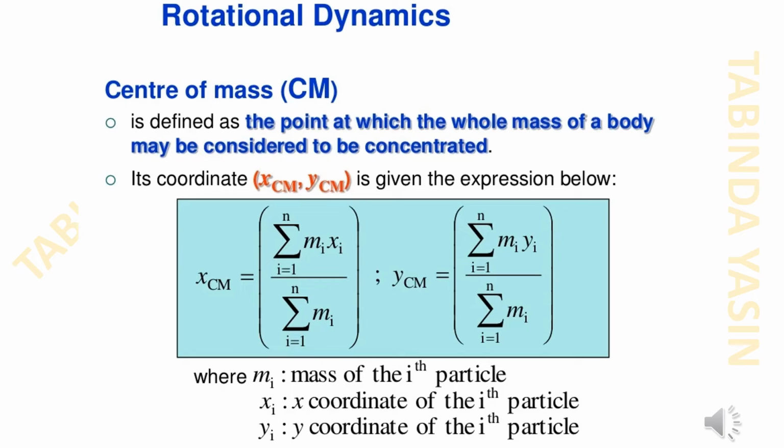Xcm is equal to the summation from i equals 1 to n of mi xi over the summation from i equals 1 to n of mi, and ycm is equal to the summation from i equals 1 to n of mi yi over the summation from i equals 1 to n of mi, where mi is the mass of the ith particle, xi is the x coordinate of the ith particle, and yi is the y coordinate of the ith particle. These are the equations for the center of mass, for the x and y coordinates.